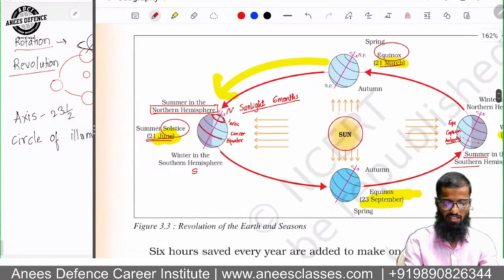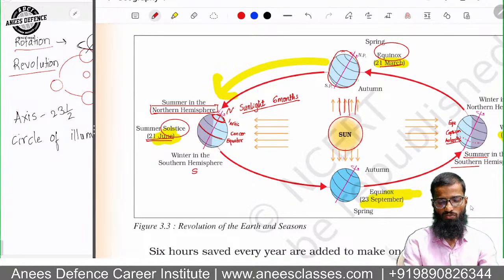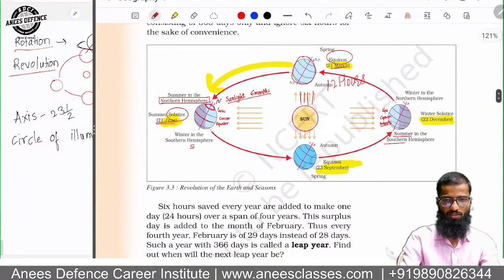Because if you look at this diagram, we'll have continuous sunlight for 12 hours only. So after 12 hours, you will have night. 12 hours day, 12 hours night.